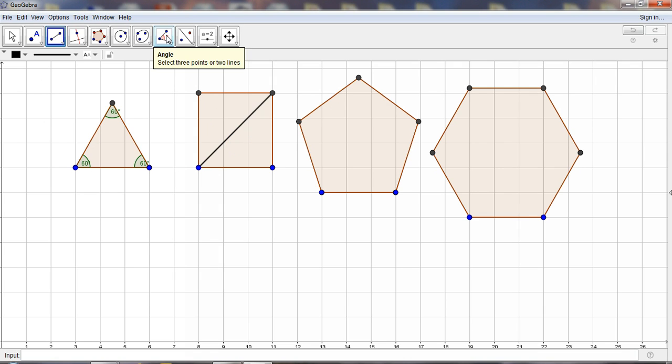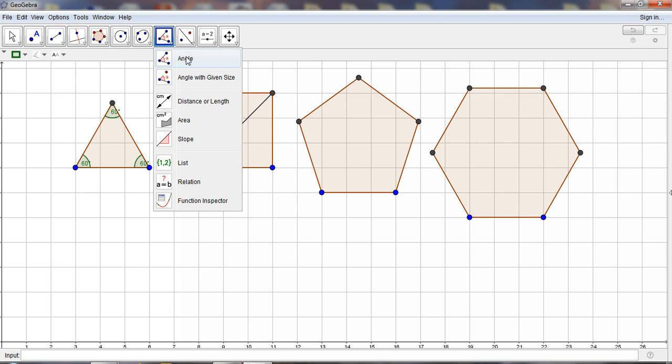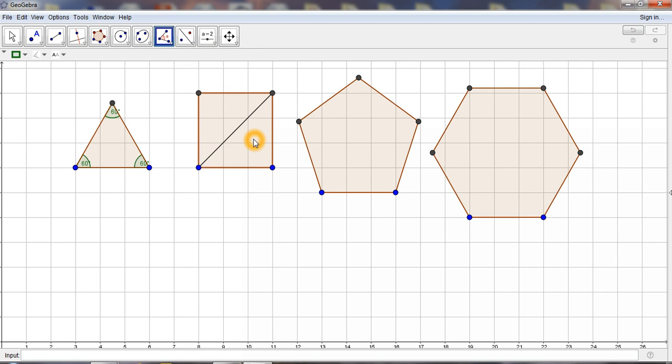Now let us locate the interior angles of our square. Okay, so angle. You can see our square with 90 degrees in each of its interior angles. This will give us the sum of all interior angles to be 360 degrees, which is twice the sum of interior angles of a triangle. We can do the same for the pentagon.